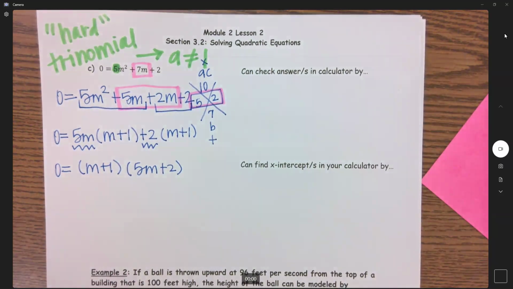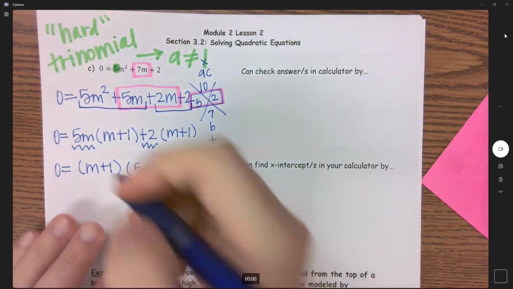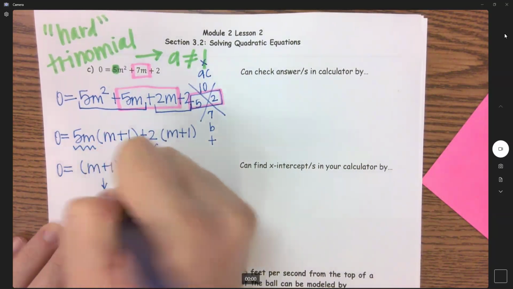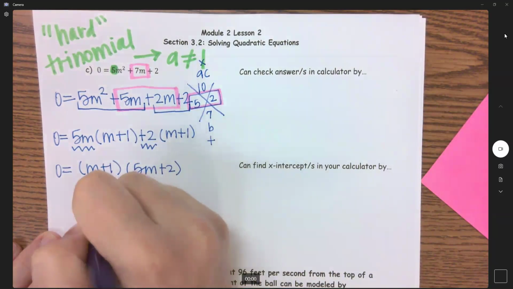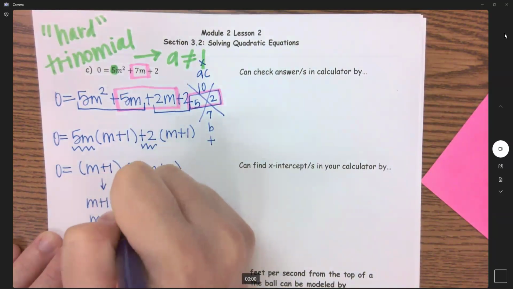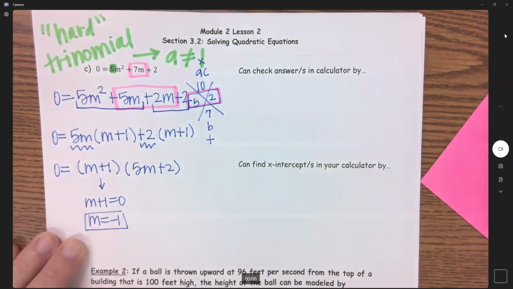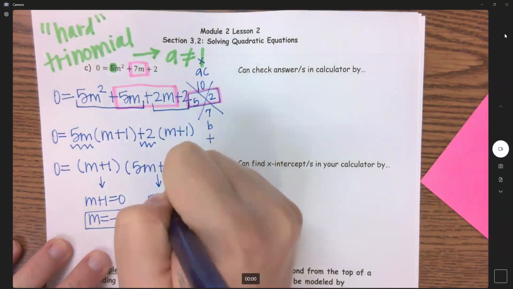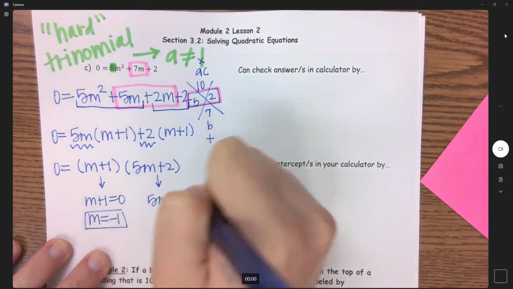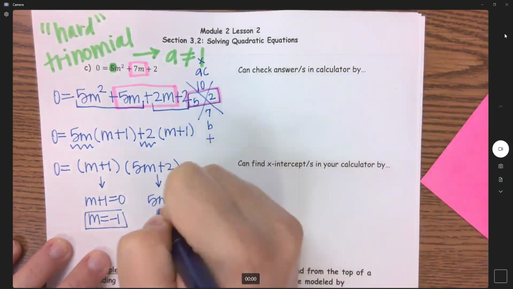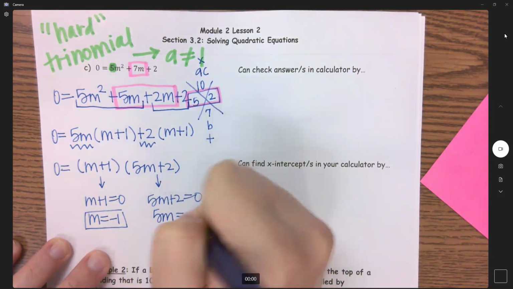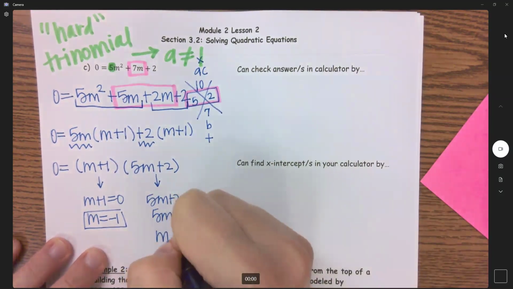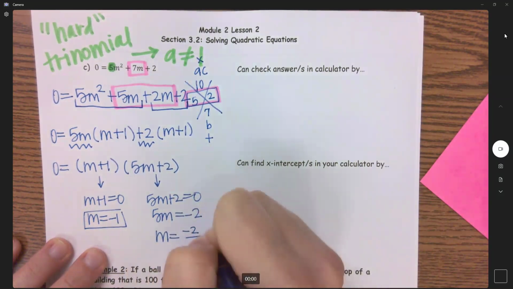And now we have factored. So now we can use the 0 factor property. And we'll have m plus 1 equals 0. So we'll subtract that 1 over and get m equals -1. So there is one solution. And then we have 5m plus 2 equals 0. Subtract your 2 over to get 5m equals negative 2. And then divide by 5 to get m equals negative 2 over 5.